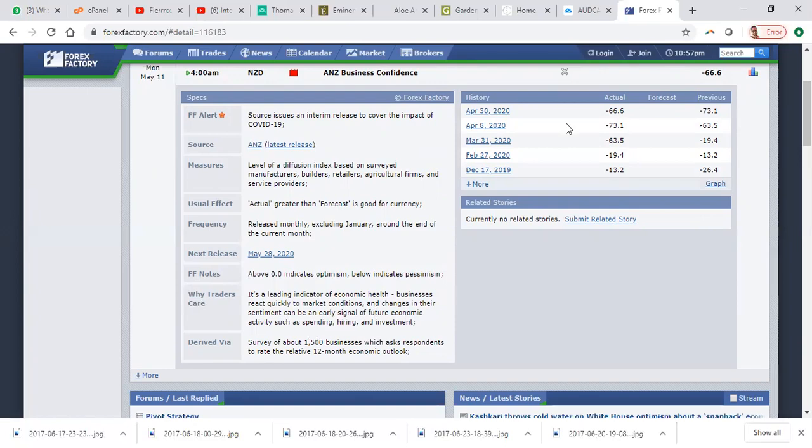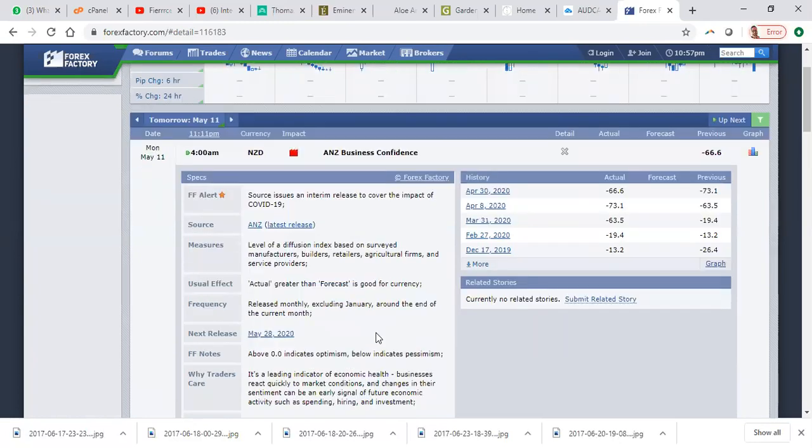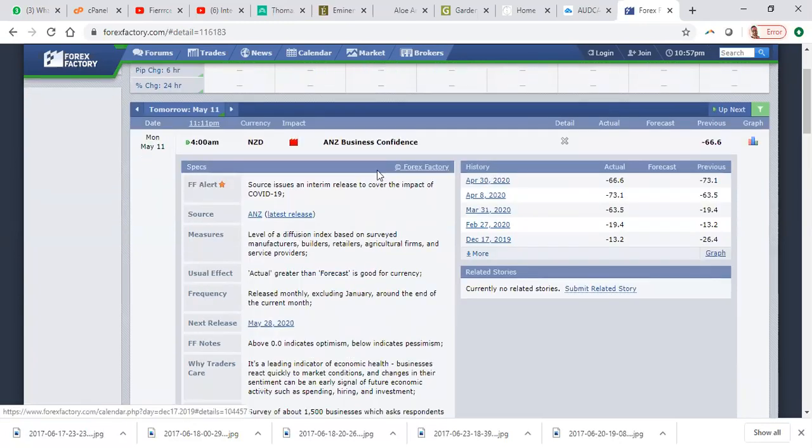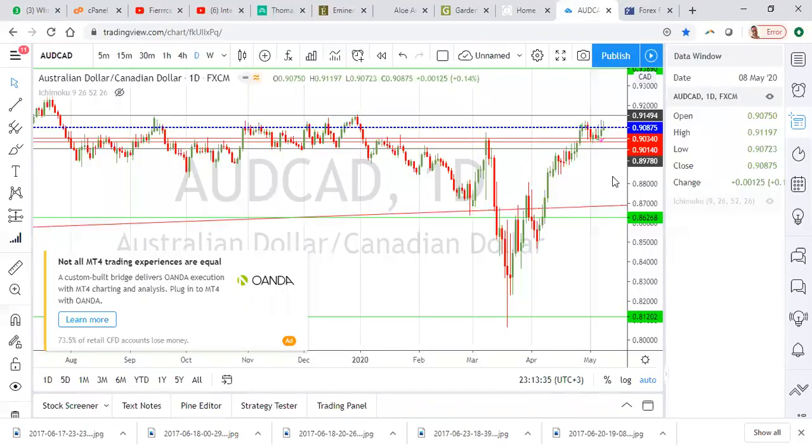This also gives you the history, like what this economic indicator was in April and March. So at 4 a.m. we'll see what happens to NZD. I usually check the news on Sunday night, because when the market is opening, Monday is not really active. There's not much happening. So that's also why I don't trade on Mondays. I know people do trade on Mondays.